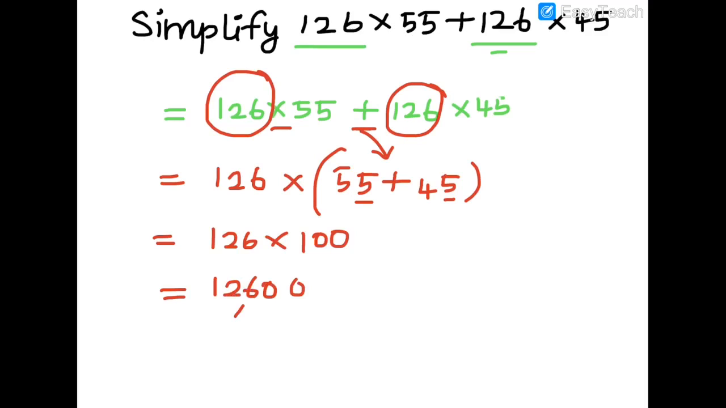So when they give any number that is repeated, one of the numbers you write as common, and the remaining numbers you write inside the bracket, and we do the same process. So 12,600 will come. Okay students, I will give one problem, we will work on it and you have to solve it.